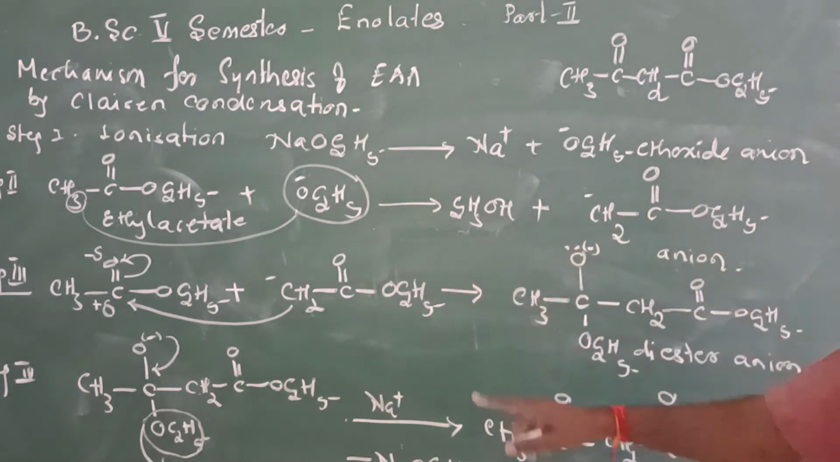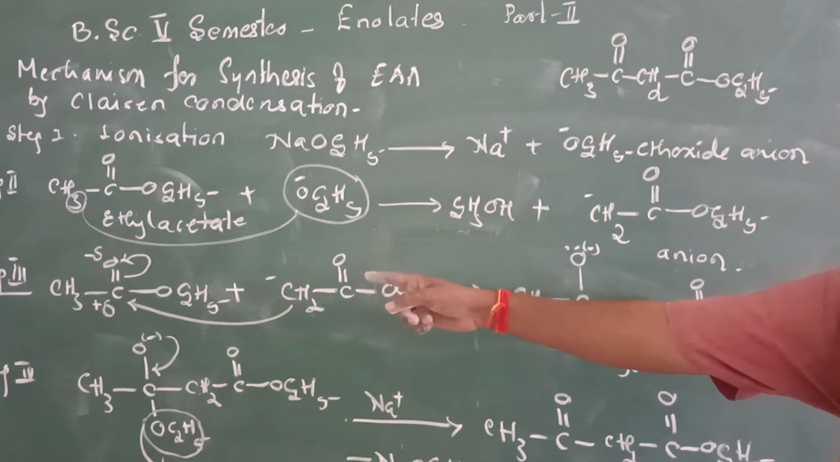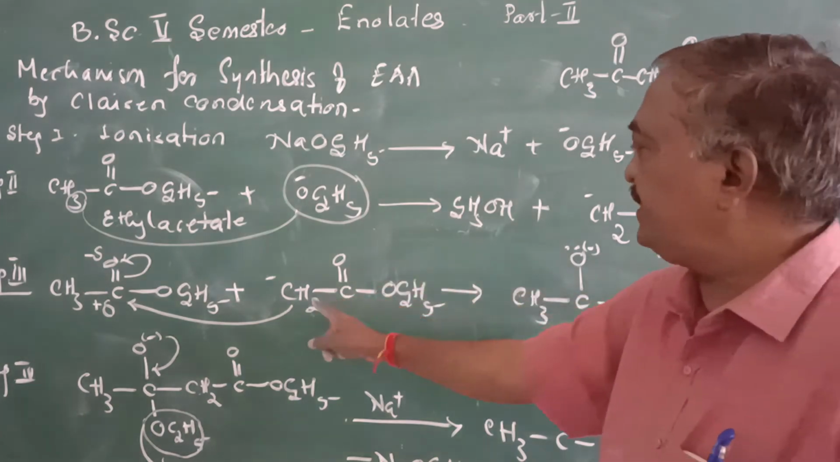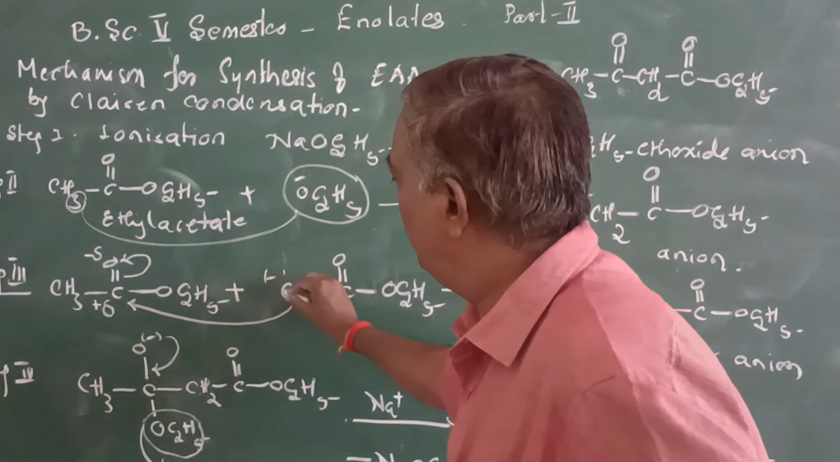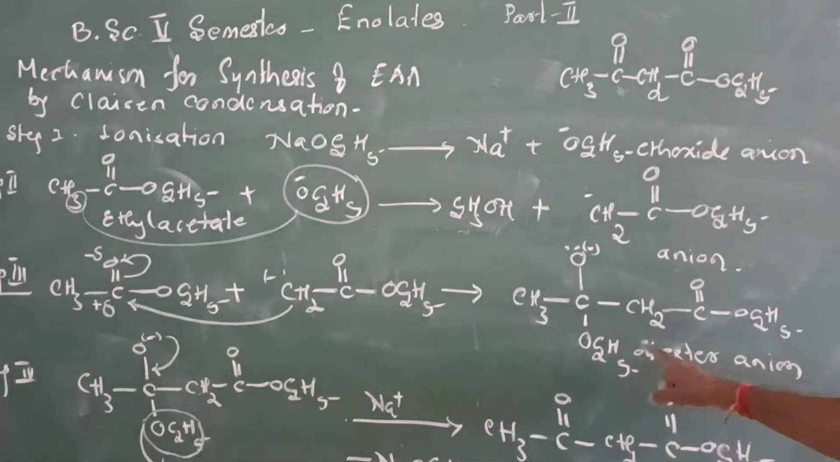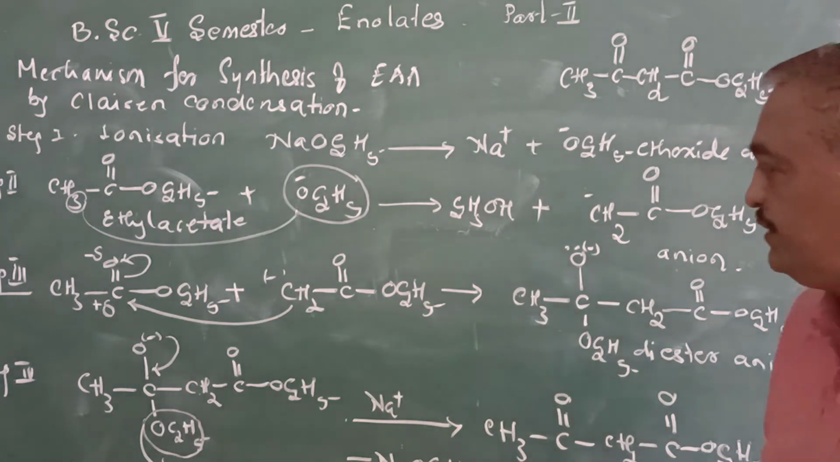In the next step, the second molecule will come in contact with this anion, and whereby there is a formation of an anion containing diester. Yes, there are two ester groups in this. Okay, this diester anion in the final step will undergo internal conversion. So what is that internal conversion?